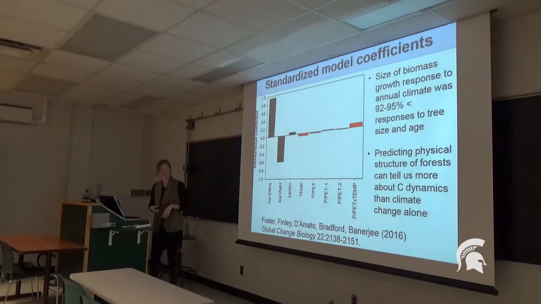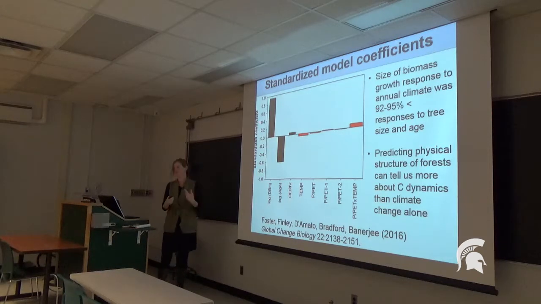And what we found was, these are the parameters from the models that we fit. What we found was if we looked at the effect of DBH on annual biomass growth, and age, these were very large effects on growth. This is a standardized coefficient, so these are all on the same scale.